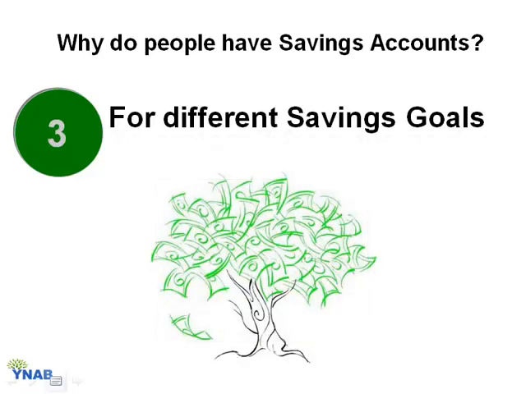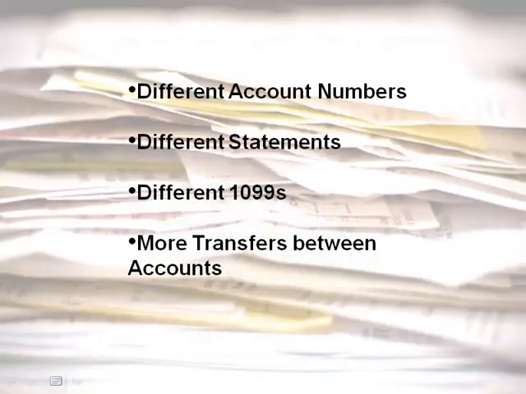Lastly, people set up savings accounts for different savings goals. They may set up one savings account for taxes, another one for emergencies, one for vacation, and so on. However, this can create a lot of unnecessary work. With multiple accounts comes more accounts to track, more statements, perhaps more 1099 forms at the end of the fiscal year. This also means more transfers between accounts.